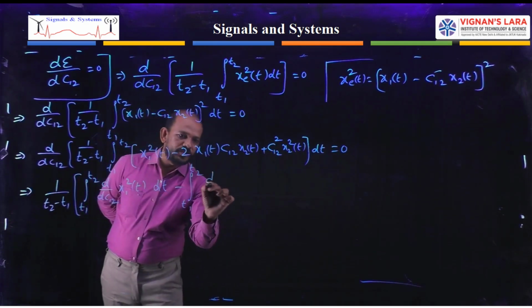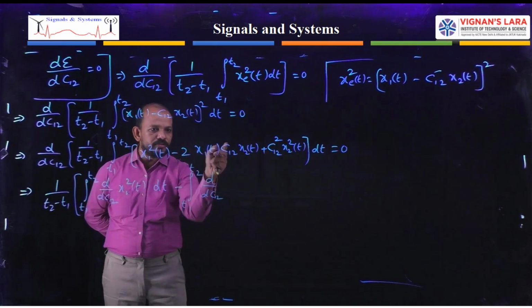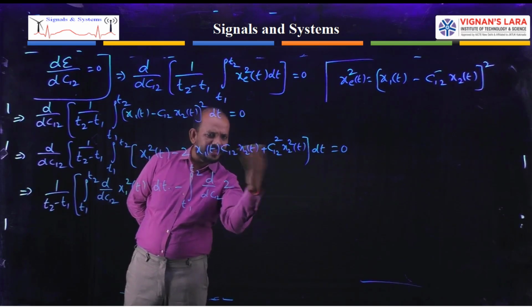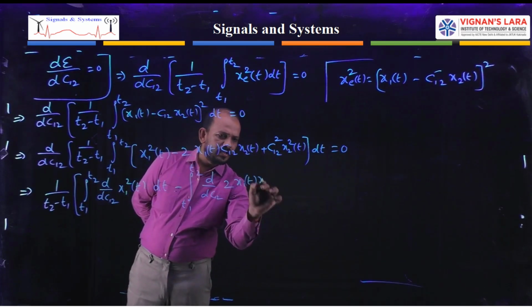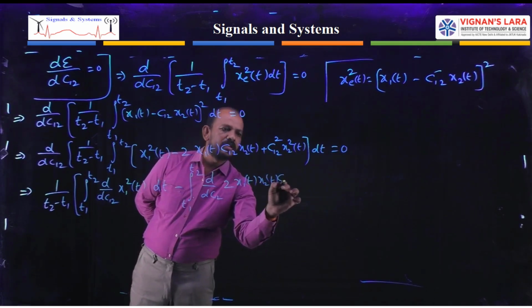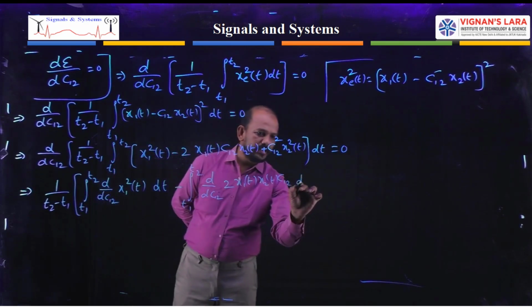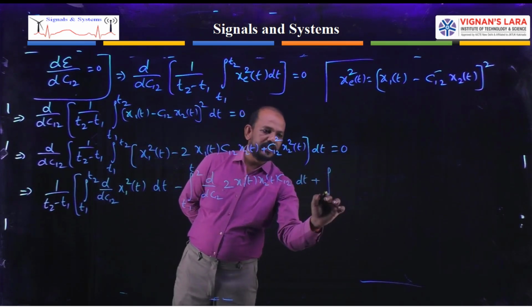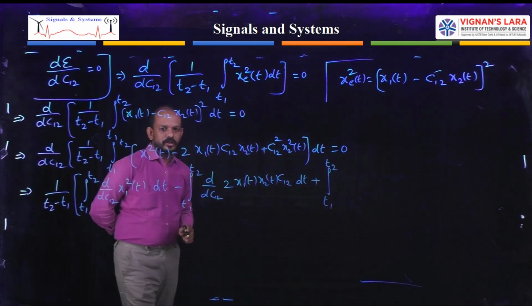So I have to differentiate with respect to C12. Whose value? This value, that is 2. I am writing C12 at the end: 2 into x1 of t, x2 of t, C12, dt. Next, third one, plus integral t1 to t2, again.